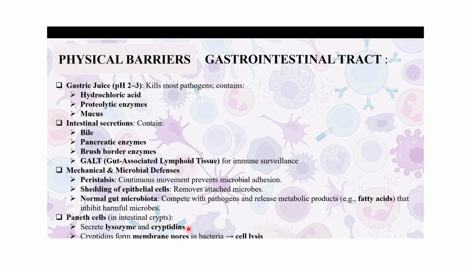Cryptdins again act as the pore-forming, perforin-like defensive enzyme. So it produces holes, different types of channels or pores in the plasma membrane of the bacteria or of the microorganism, as a result of which an osmotic shock could take place, and the bacteria or the microorganism is going to die. Okay, so it creates a membrane pore and cell lysis will take place.